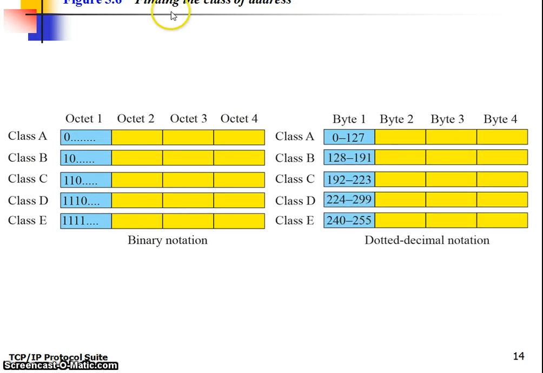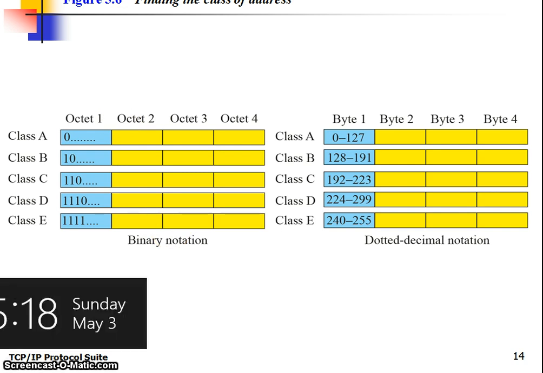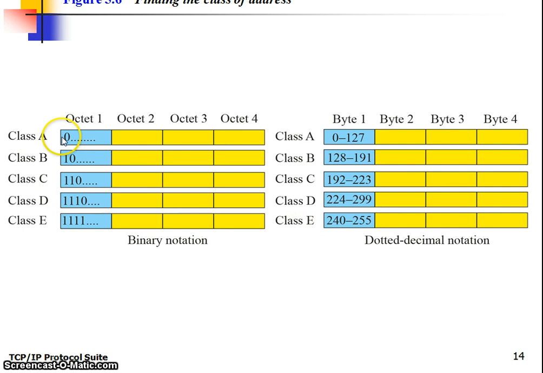Here it is shown in a standard format for binary and dotted decimal. For binary, there are 4 blocks as you can see here. In the first block, if the first bit out of 8 bits starts with 0, then it is class A. If the first 2 bits are 1 and 0, then it will be considered class B. Next, if the first 3 bits are 1 1 0, then it will be considered class C.